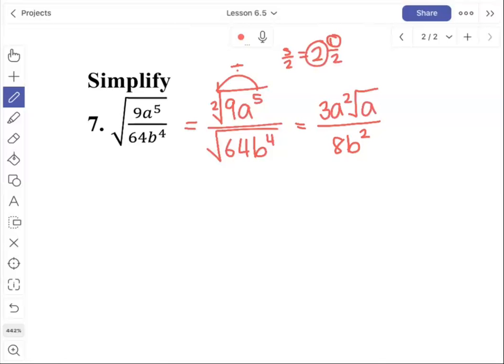All right. Double checking if I need absolute values. My index is even, so I do need to check. This one starts even, but it ends up even. So I don't need an absolute value around my b. For a, this one doesn't start even, so I don't even need to worry about it. So that is my final answer.